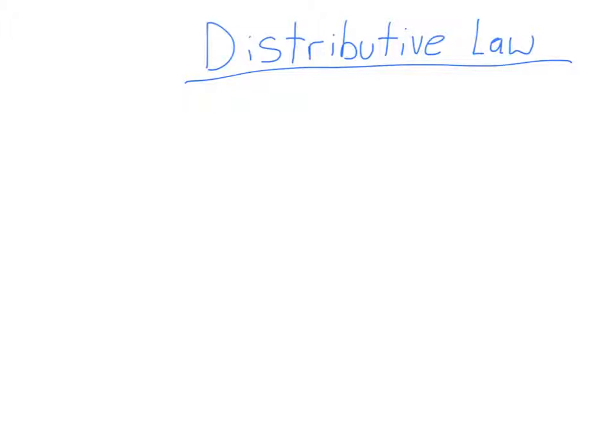I say revisit because we actually looked at this with just numbers at the start of term 1. So the distributive law concerns cases where you have, say, a letter or a number outside of a bracket. So let's say we have something like A outside of B plus C.